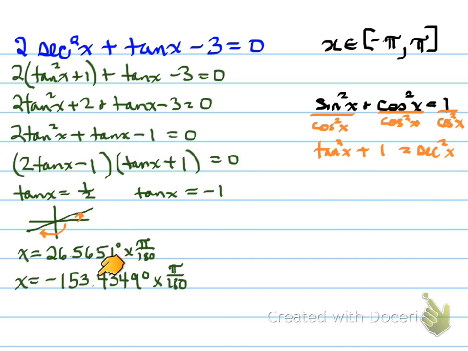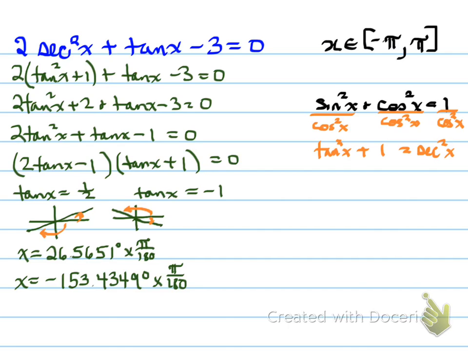So, based on this, we have 26.5651 degrees for this one, and we convert it to radians. And for this one under here, we take negative 180 and add 26.5651 degrees to give us negative 153.4349 degrees converted to radians. So you just go ahead and convert those to radians.